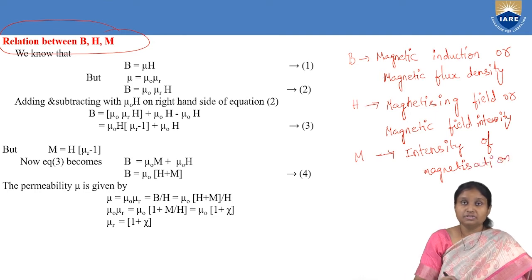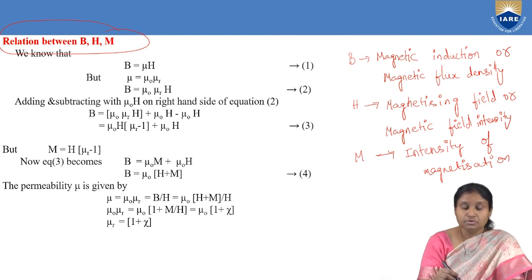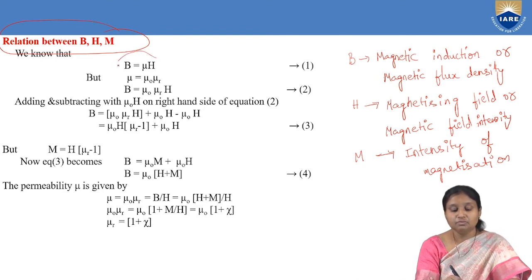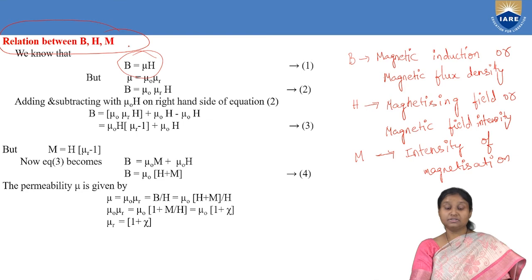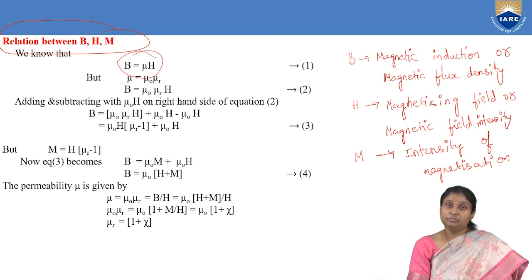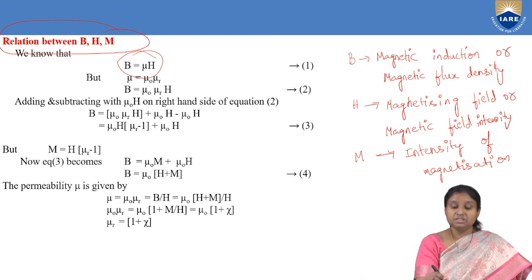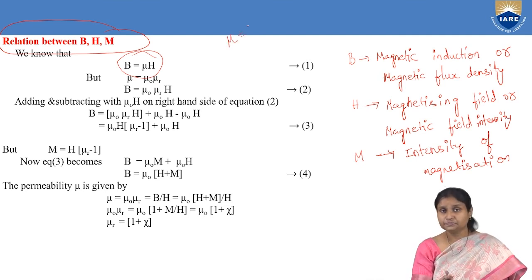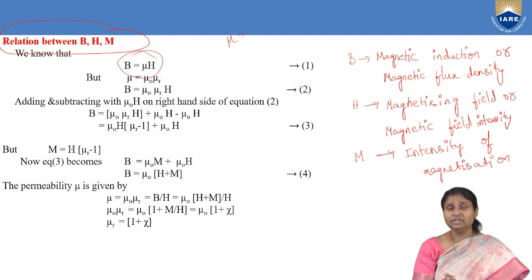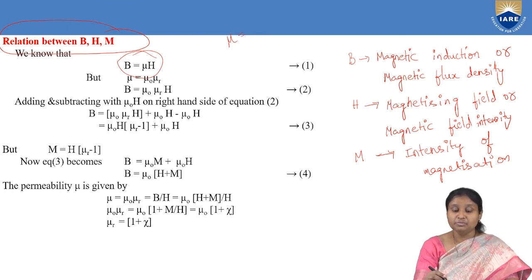Right. So we are trying to get the relation between B, H and M. To start with, we are considering the definition of permeability. Already we have defined permeability as the extent to which a magnetic material kept in an external magnetic field allows magnetic lines of force to pass through it. Based on that, we have our permeability mu.